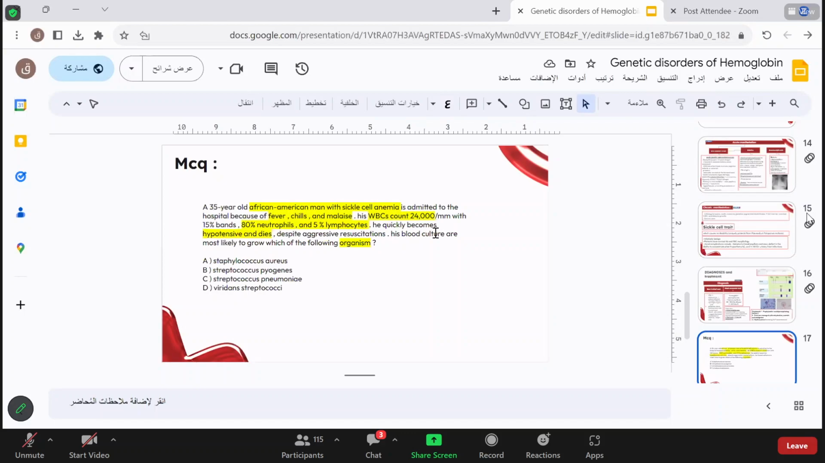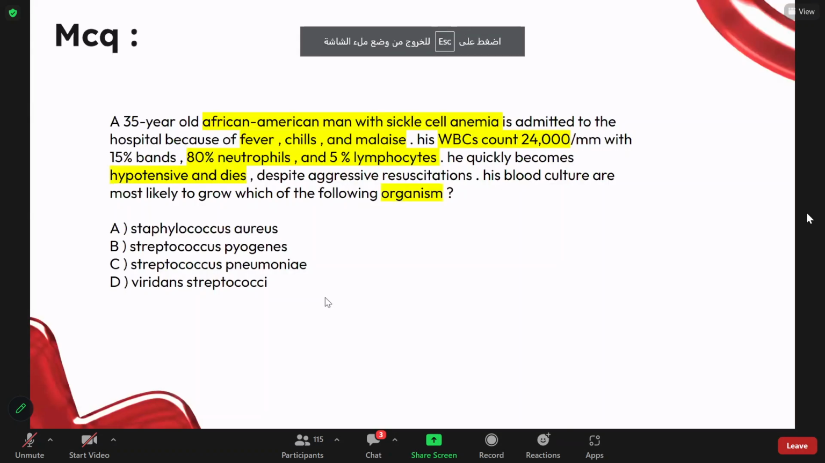Yes, it's C. As we see here, the case is sepsis, and the most common cause of sepsis is Streptococcus pneumoniae.